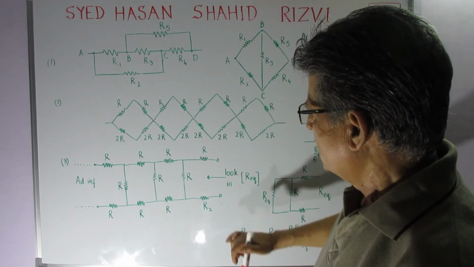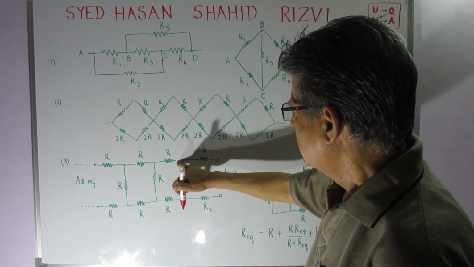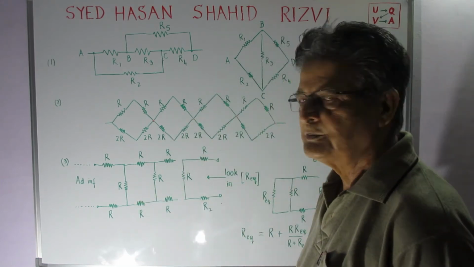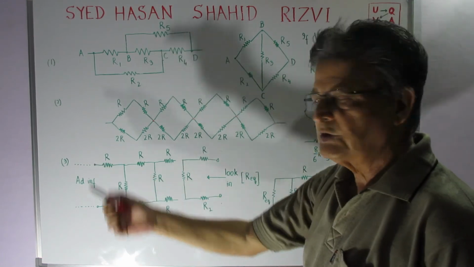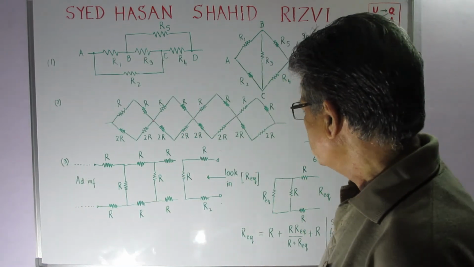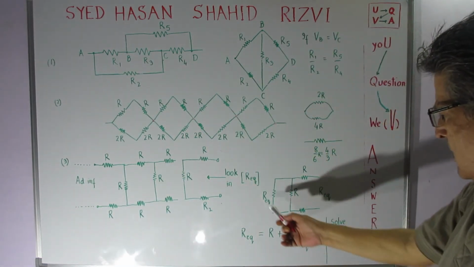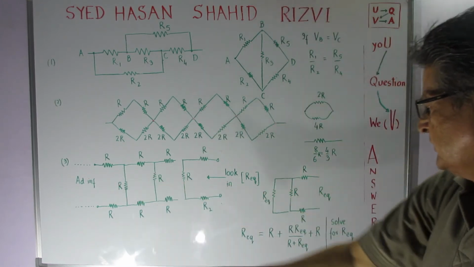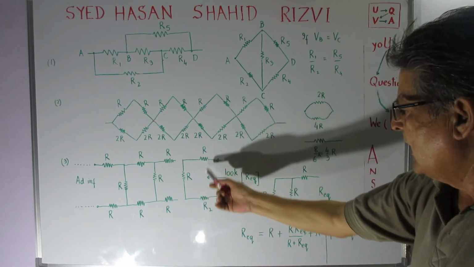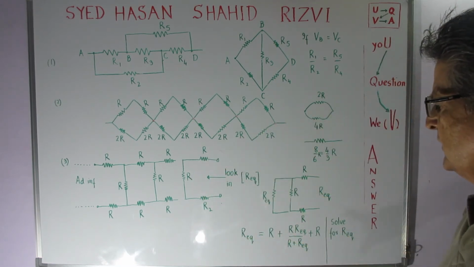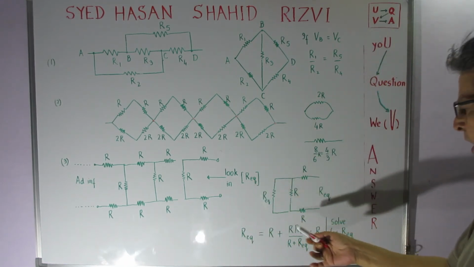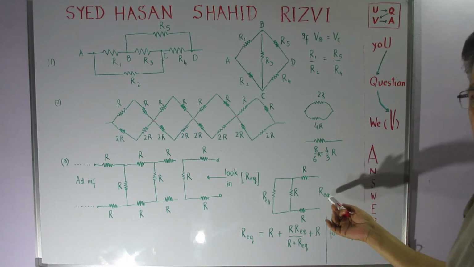Now look here, friends, if instead I look from here, then again the same thing comes, and the total resistance beyond this is equal to again R equivalent. So I can now make it R equivalent for the rest of it, and then my R and R, everything as it was.